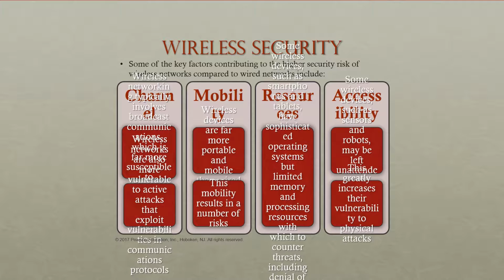Wireless networks and the wireless devices that use them introduced a host of security problems over and above those found in wired networks. Some of the key factors contributing to the higher security risk of wireless networks compared to wired networks include the following. Channel. Wireless networking typically involves broadcast communications, which is far more susceptible to eavesdropping and jamming than wired networks. Wireless networks are also more vulnerable to active attacks that exploit vulnerabilities in communications protocols.